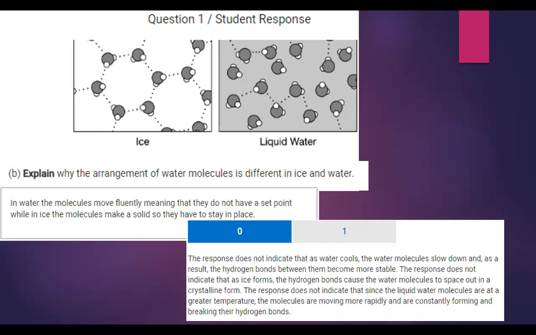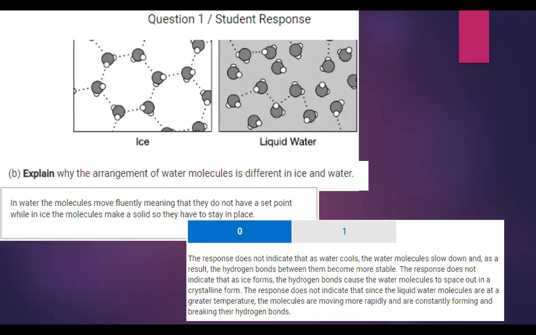Well, first of all, in water, the molecules are moving a lot quicker. Okay, so those hydrogen bonds can break and form a lot more easily. In solids, the water molecules are vibrating in place and not really moving, creating that crystal lattice structure, kind of what we're looking for in our answer.